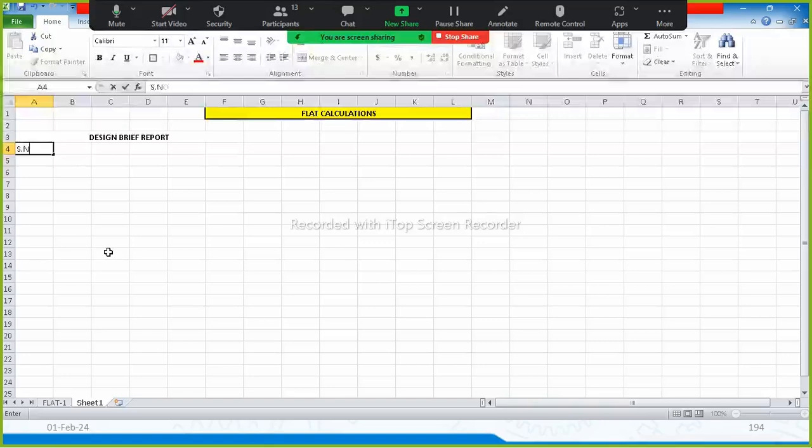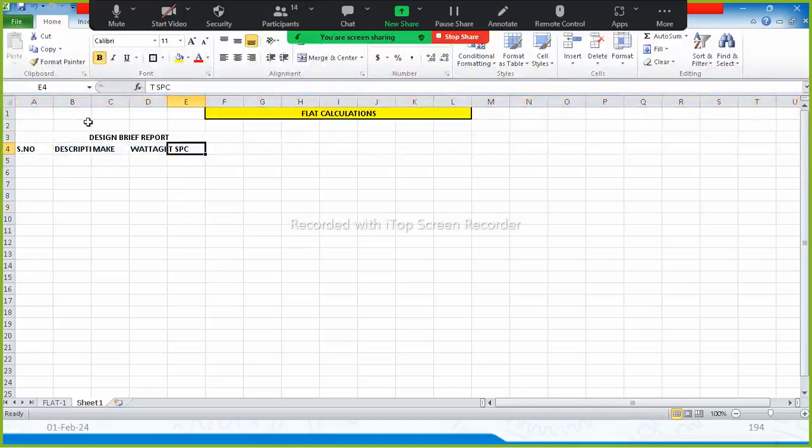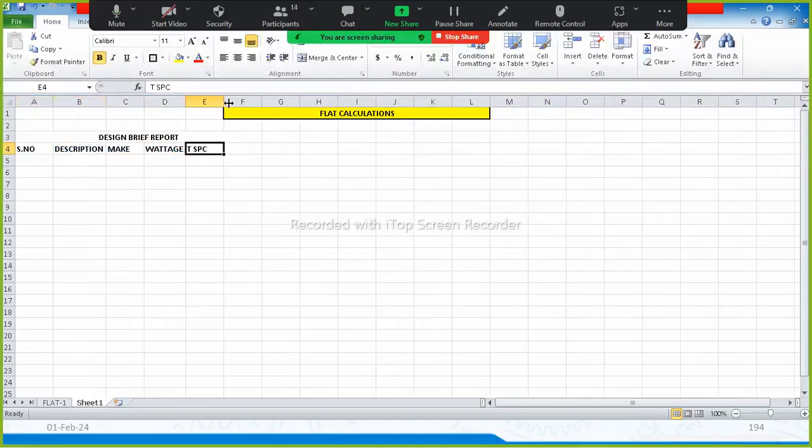Now first it consists of serial number. The next is description. Next make, wattage, then technical specifications. I'm writing in a shortcut. Technical specifications. I'll merge these two things. Then lumen output, and MF, maintenance factor.